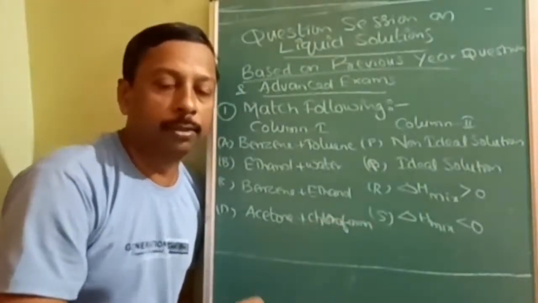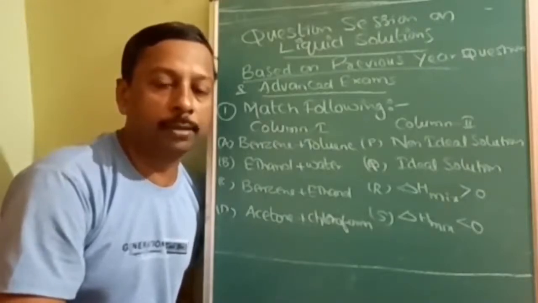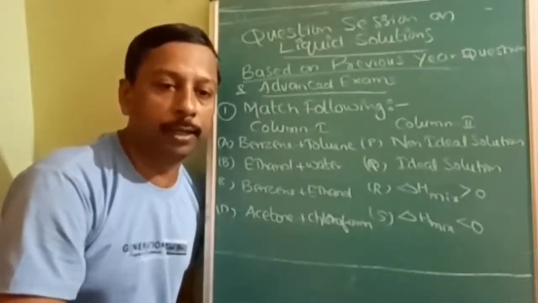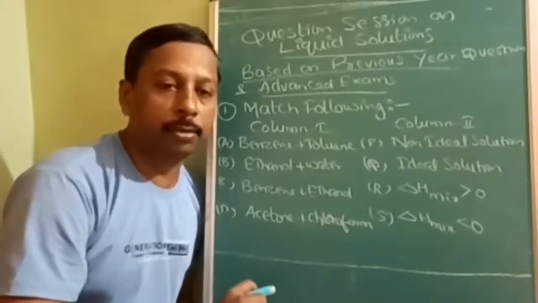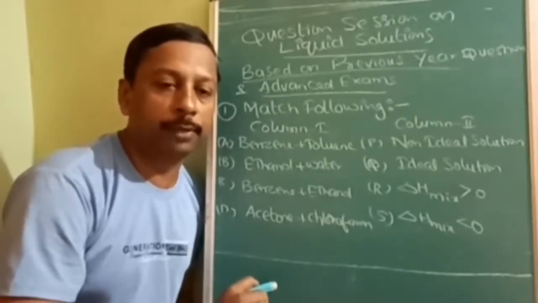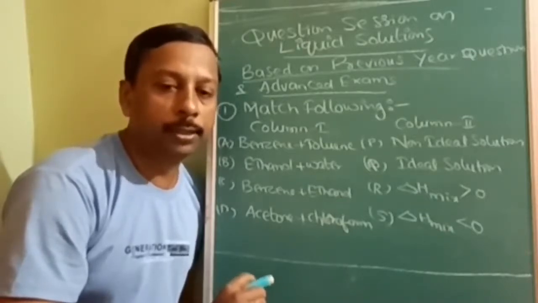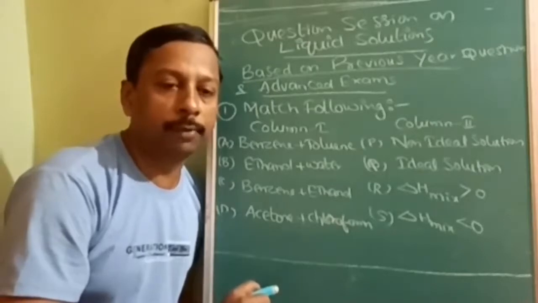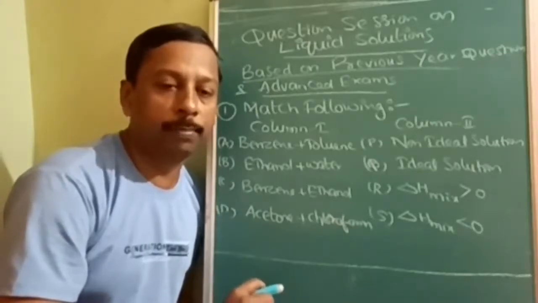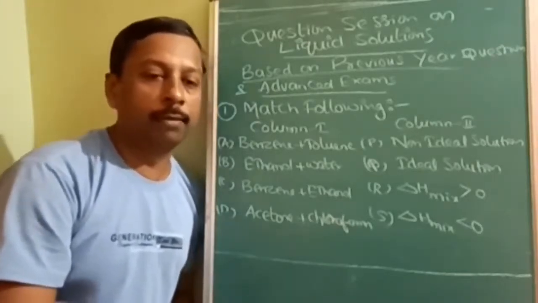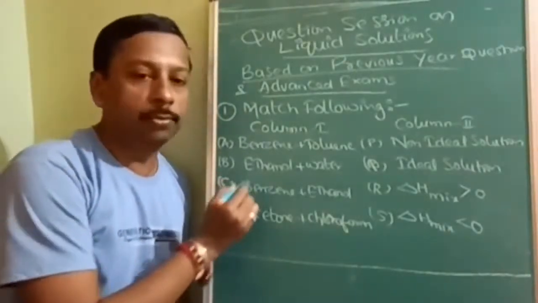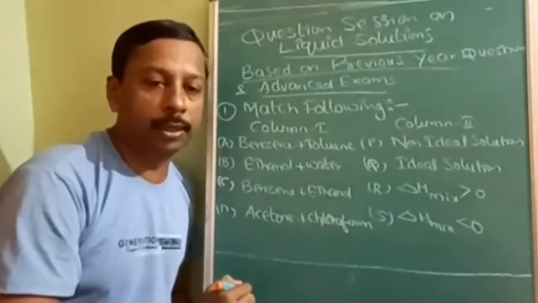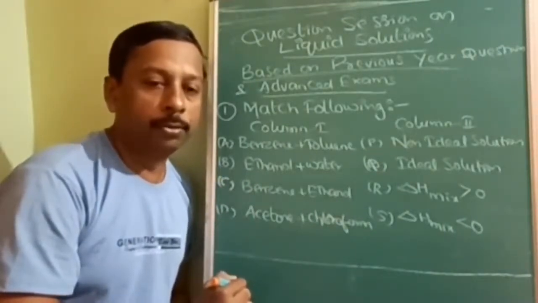Now the first question is match the following regarding how to identify ideal and non-ideal solutions. What is the criteria for ideal and non-ideal solutions? Second, what are the conditions for non-ideal with positive deviation and negative deviation? So the question, I think, is crystal clear now. The display is okay now, I think. So match the following.